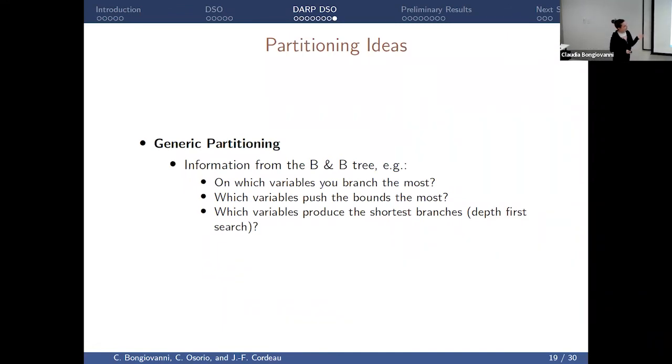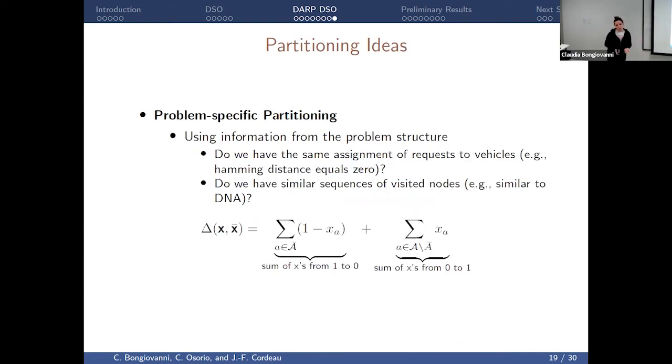So this is generic partitioning, but we can also have problem-specific partitioning ideas, which use the problem structure of dial-a-ride specifically. One could look, for example, at the assignment of requests to vehicles. If we have two solutions in which the same customers are assigned to the same vehicles, but maybe the sequence is not the same, for example, in one solution I pick up Lea first and then G second, but in another solution I pick up G first and then Lea second, in this case we would have a handling distance of 0 between these solutions. So can I count, for example, the number of solutions which have a handling distance of 0? And if so, does it mean that it's very easy to assign customers to vehicles, but maybe the sequence is not so easy?